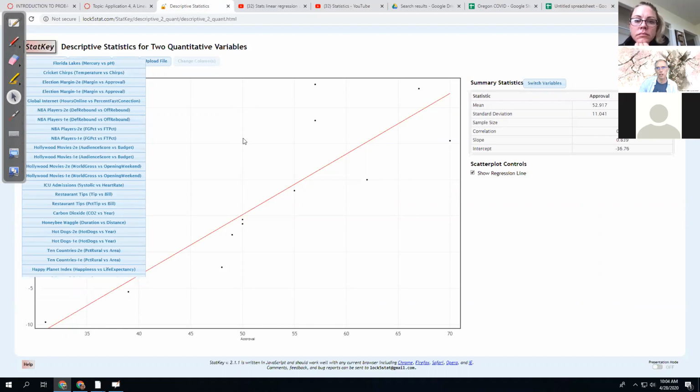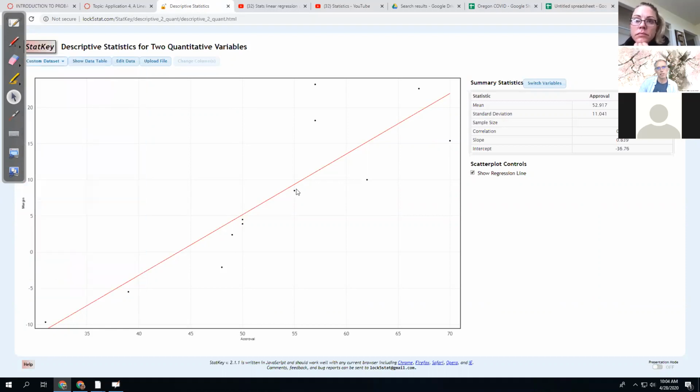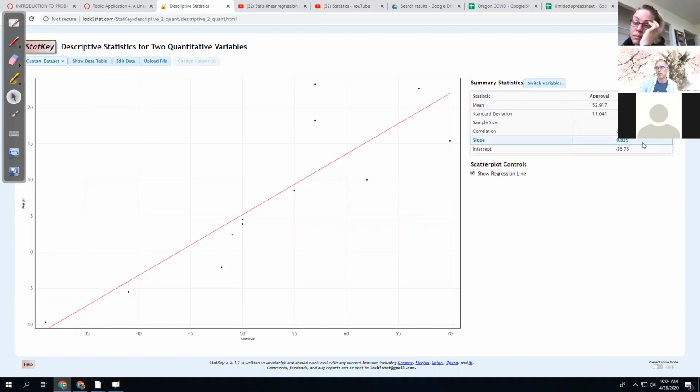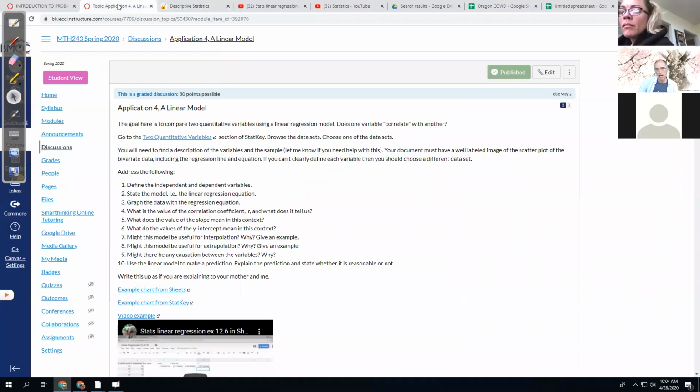So pick something there. And then they have the graph for you. You don't need to do anything else. And you can also choose to show the line. And they have the formula for the line, slope, and y-intercept. Based on that, so they do all the work for you, you then have to write up something answering these questions here. So I'm going to do that right now for a different data set.